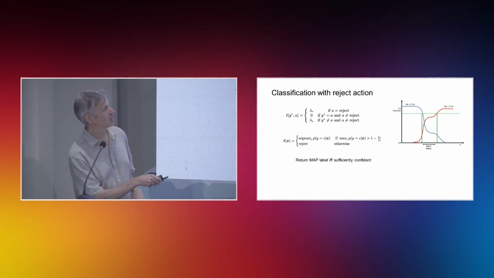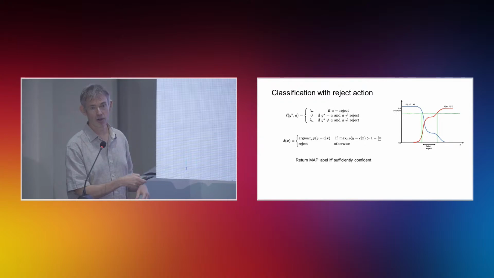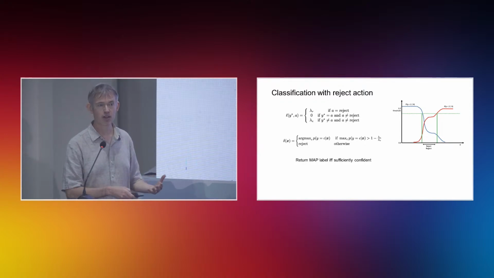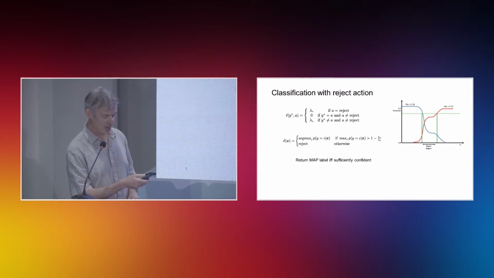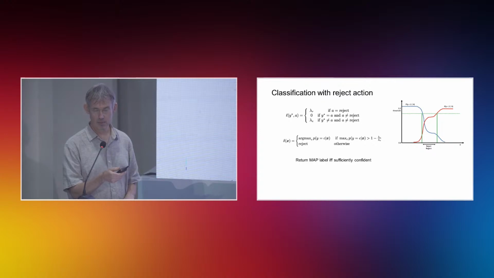If your model is not very confident in its output, then you can just say, I don't know, and then a human expert can come in and hopefully save the day. So this is an example of something you can do with decision theory that you can't do with vanilla predictive modeling.